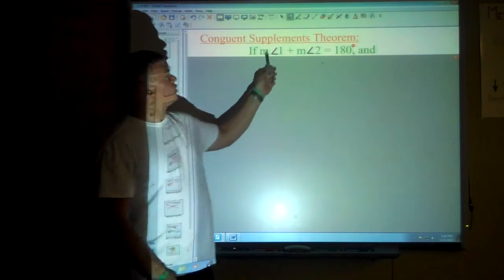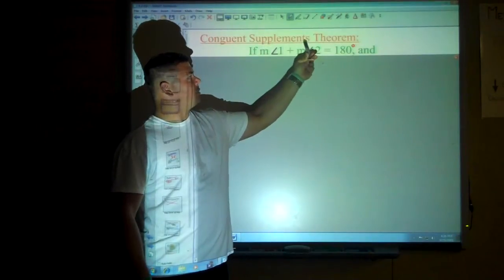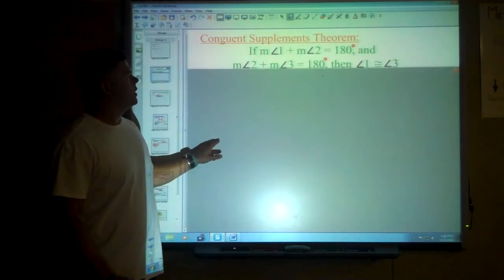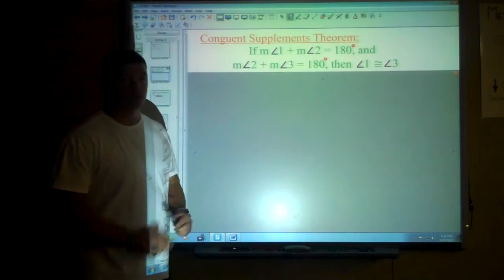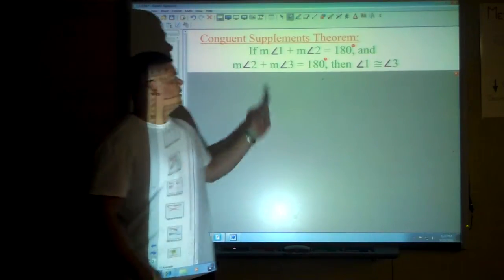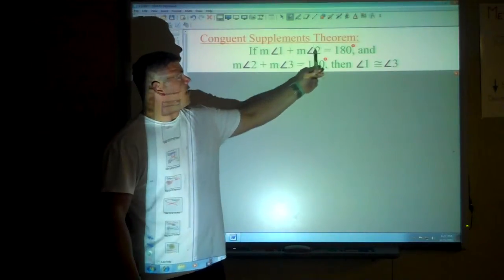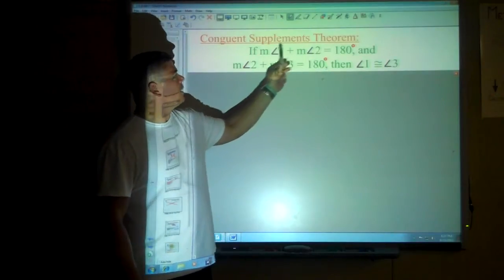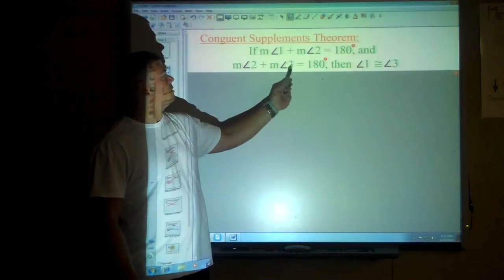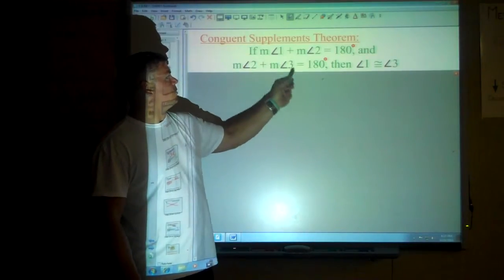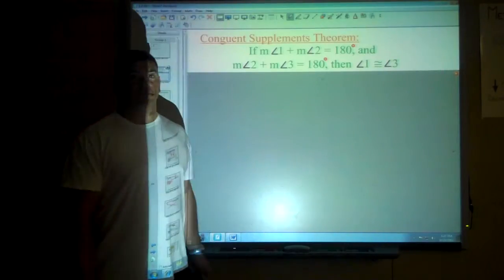So if we know that the measure of angle 1 and the measure of angle 2 equals 180 degrees, which makes them supplementary to each other, and we know that the measure of angle 2 and the measure of angle 3 equals 180 degrees, again supplementary, the thing that's in common is angle 2. So let's just imagine that angle 2 is 110 degrees. That means this has to be 70. If angle 2 is 110, it's still 110, which means this also has to be 70. Which would make the measures of angles 1 and 3 congruent to each other. They would both have to be 70.